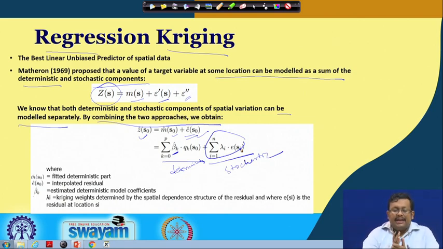First of all, we produce a model output based on the deterministic model. The deterministic model may be linear or non-linear, and after calculating the residual from this model, we interpolate the residuals. So, regression kriging is basically the combination of deterministic model output and the interpolated residuals. This is why it is called a hybrid method.